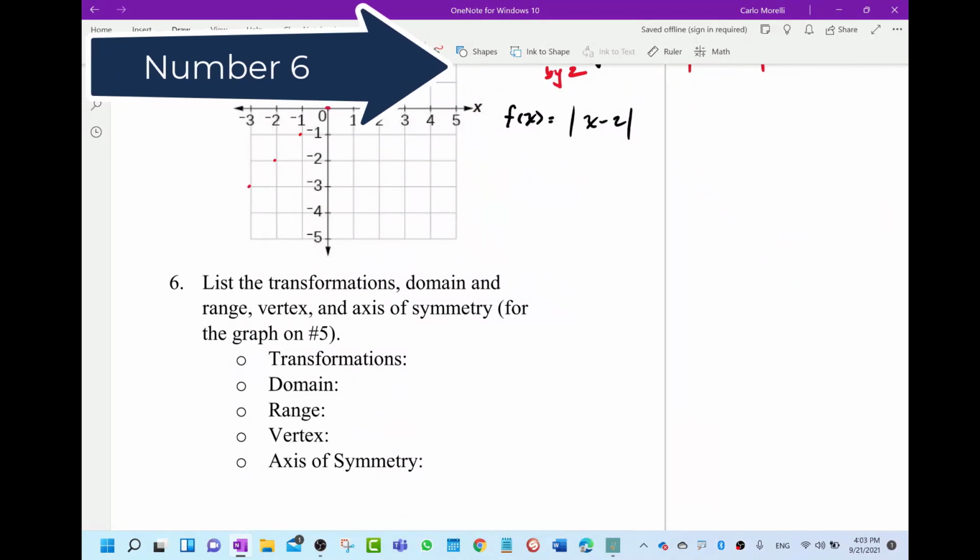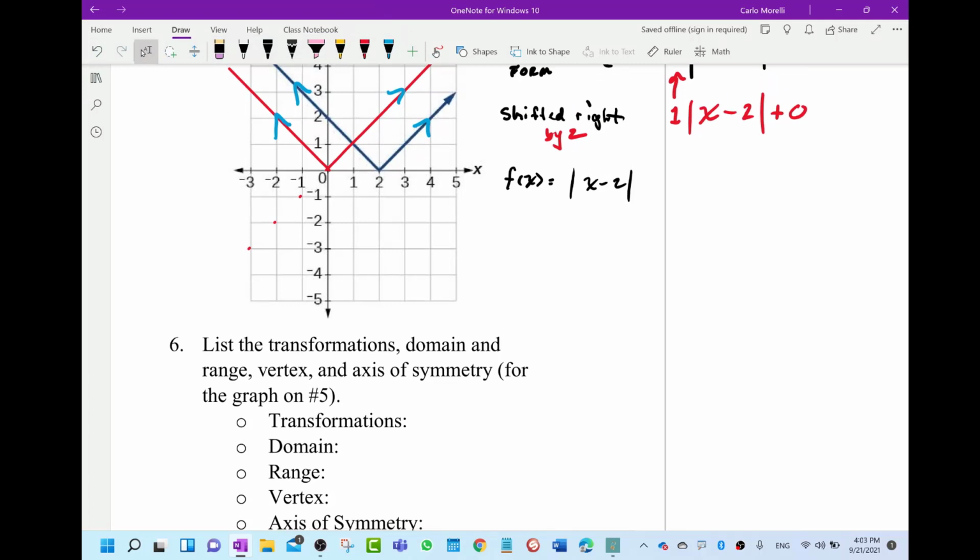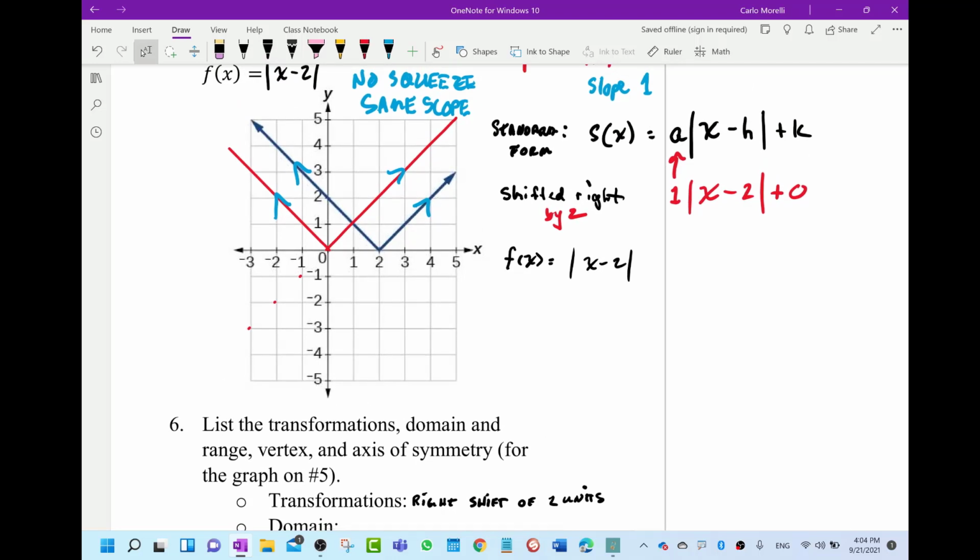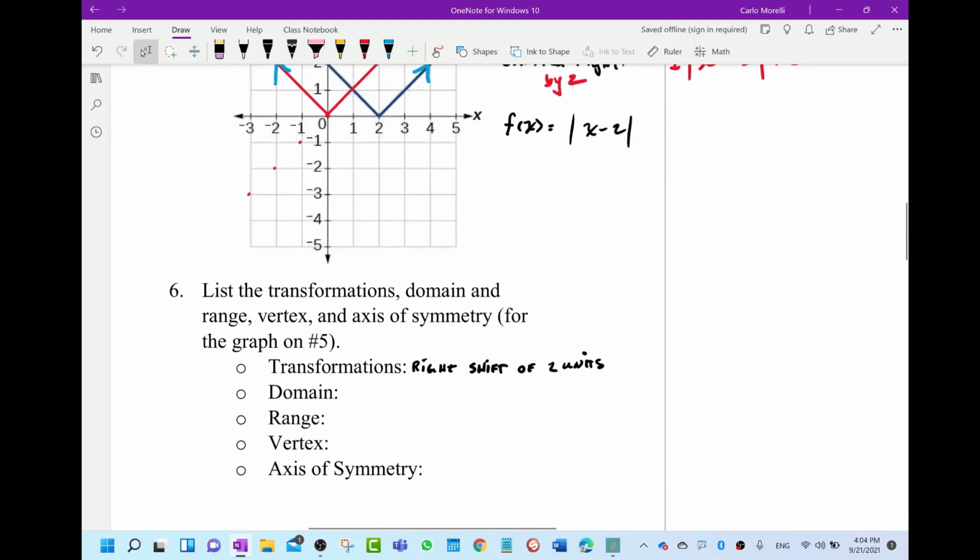Okay, so number 6 is just to list the transformations. Well, the only transformation was a right shift of 2 units. End of story. What is the domain? Okay, look, the domain is infinite. You could plug in any x value, and you're going to get a defined, mapped y value.